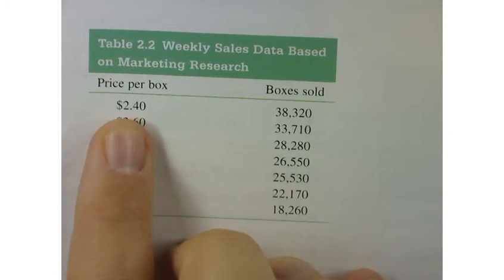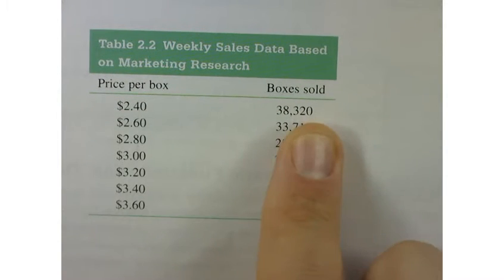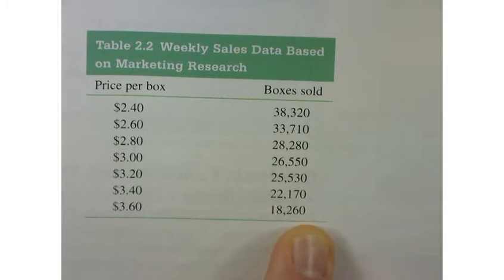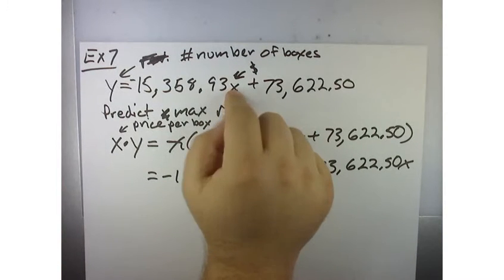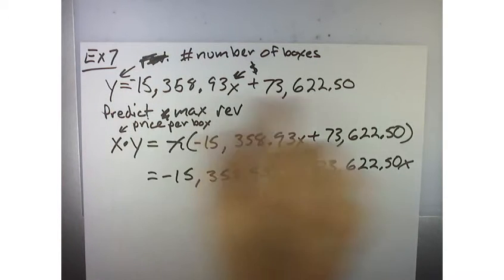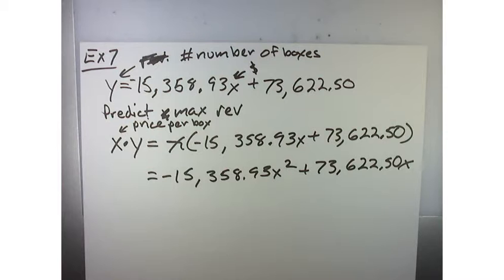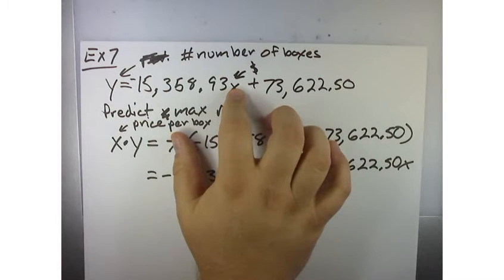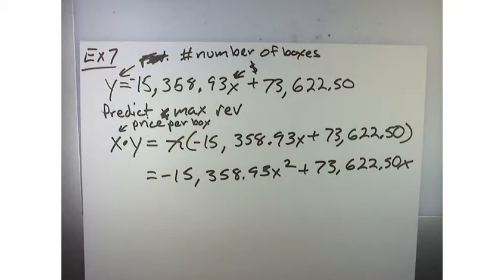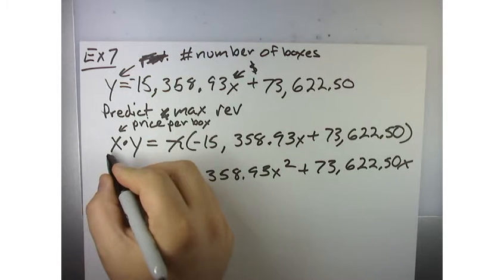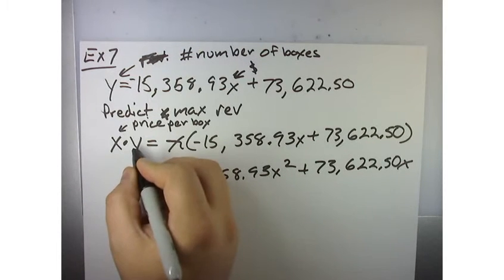In example number 3, they gave us the price per box, and notice that as the price increased, the number of boxes we sold decreased. We were asked to model that behavior. At the end of example number 3, we discovered that if x was the price per box, we would expect to sell y number of boxes based on this equation. So to find our maximum revenue, we want to figure out what's the best price to sell it at. So we need an equation that involves the price per box and the number of boxes. The maximum revenue would occur when we have the price per box and the number of boxes we sell.